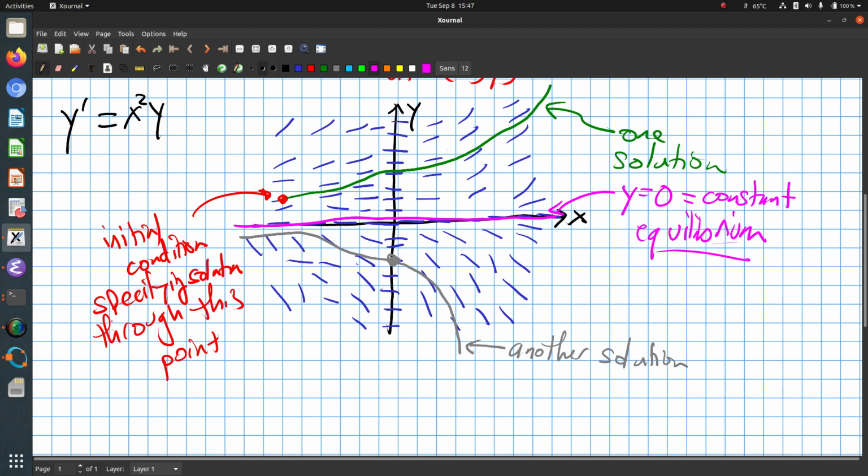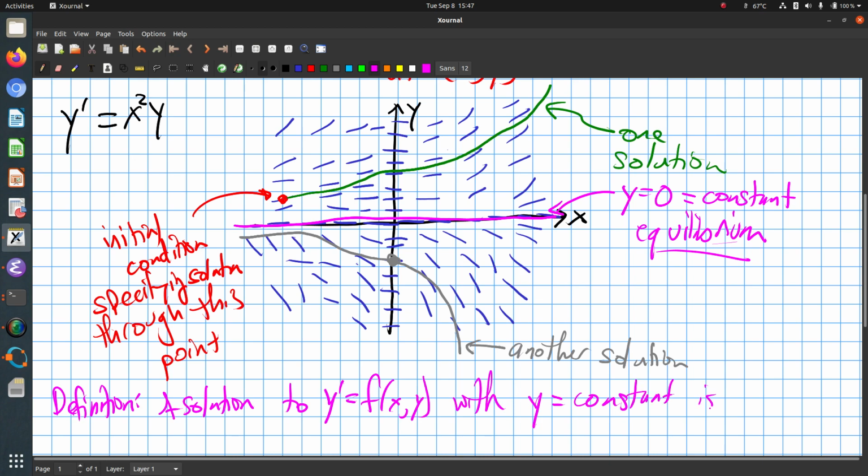So just as a definition, a solution to y prime equals f of x, y with y equals constant is called an equilibrium.